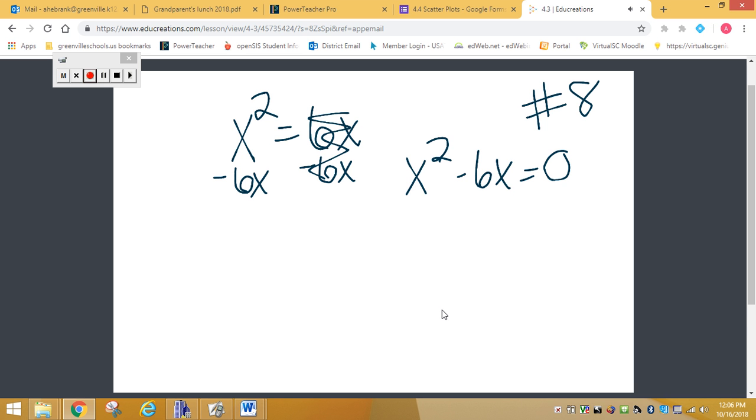Again, I see a GCF. They both have an x. So I'm going to take an x out. And that leaves me with x minus 6 equals 0.